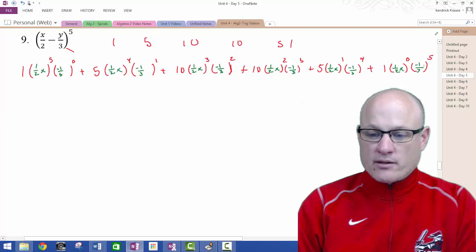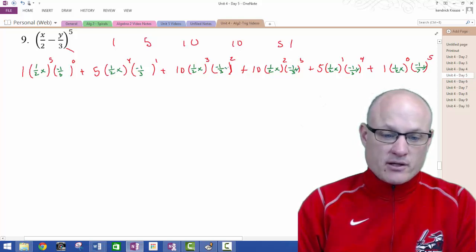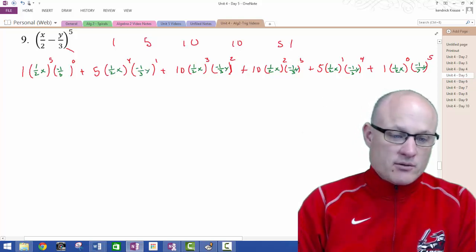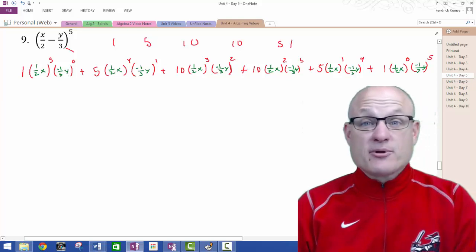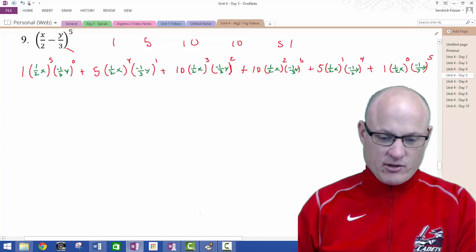And I forgot the y. Oh, why did I forget the y? Every one of these, I think I forgot the y. I put a space here for them, just forgot to put it back. Okay. Whew. Now, again, this is a great place for the calculator.